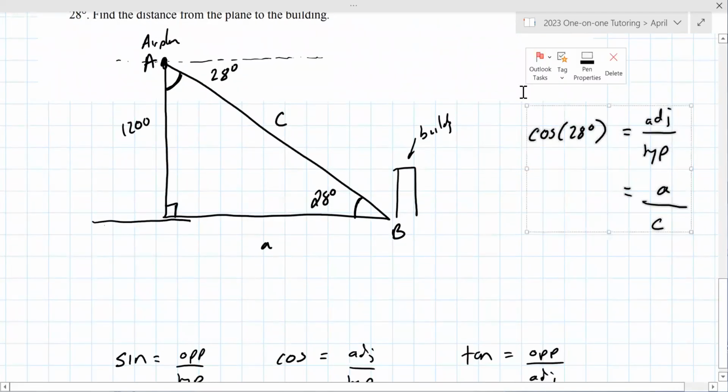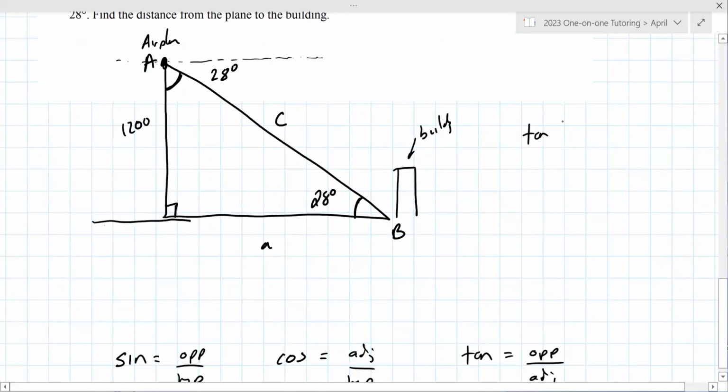All right. So, tangent of 28 degrees equals what over what? What goes on the top? What goes on the bottom? Top will be 1,200 over A. Okay. And how do you solve for A? How do you get a variable out of the bottom? Do you remember?